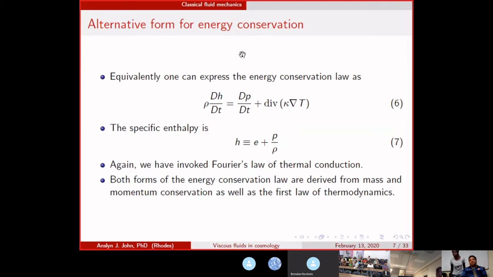Both forms of the energy conservation law were derived from the mass and momentum conservation laws that we saw earlier, as well as the first law of thermodynamics. So there's quite a lot of physics that goes into these expressions that were developed over the course of a couple of centuries.